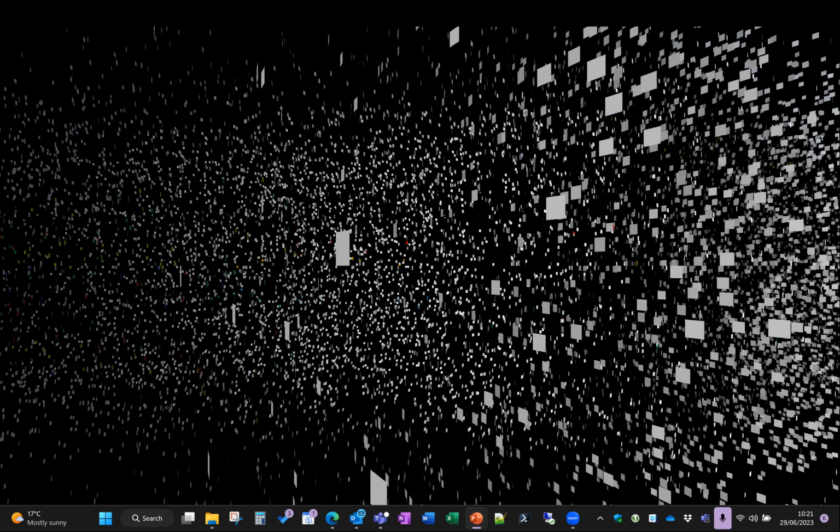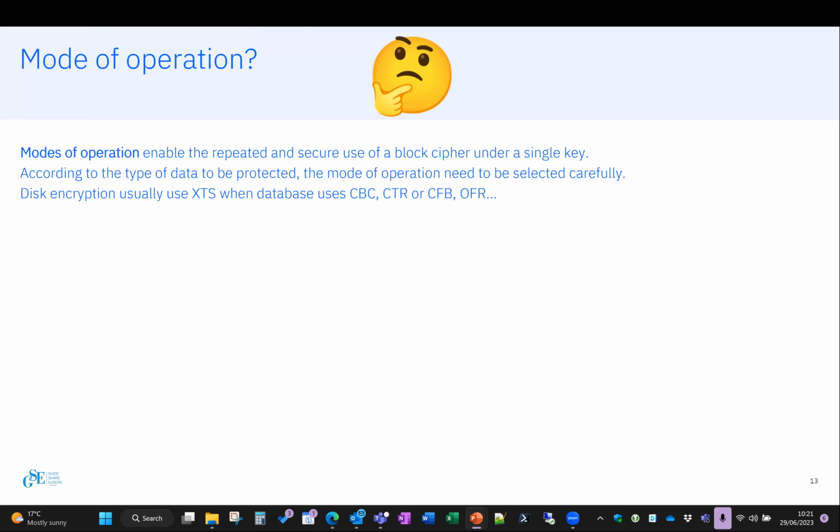The concept of mode of operations is an additional logic between the encryption of each block in order to be sure that there is no possible pattern that can be identified, let's say, through encryption operations.